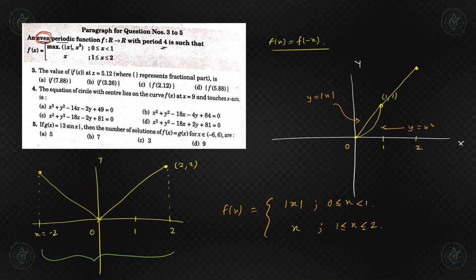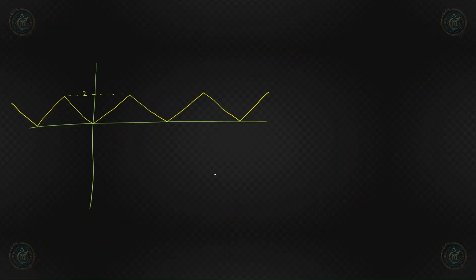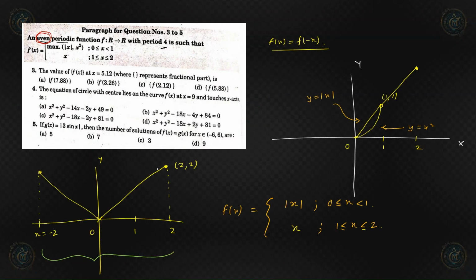The value of fractional part of f(x) at x equal to 5.12. Okay, so x equal to 5.12. If we try to plot, this is the point x equal to 2, right? This is the point 2 plus 4, that is x equal to 6. So x equal to 5.12 will be somewhere here, let's say like this. Okay, so at x equal to 5.12, we have to take the fractional part of this functional value.